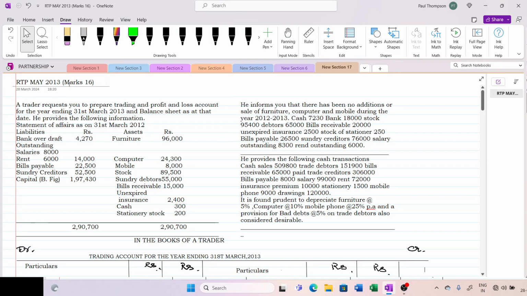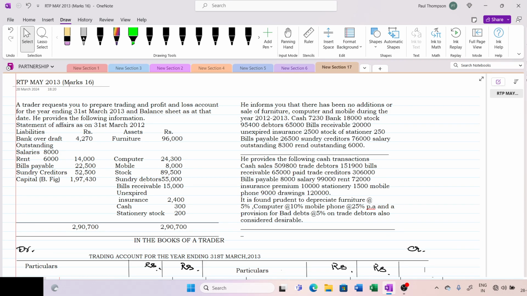Today we are going to see Incomplete Records from RTP May 2013 for 16 marks. A trader requests you to prepare the trading P&L and balance sheet as on 31st March 2013, and they have given the opening statement of affairs as on 31st March 2012. Then they have given the current year balances also: cash, bank, debtors, etc.